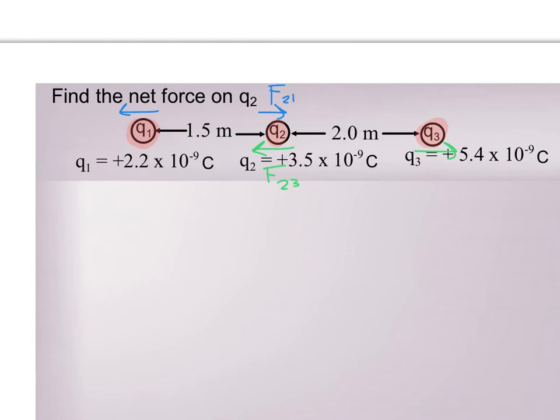So if I want to figure out what the net force is, I'm going to have to look at both F21, the force on 2 due to 1, and F23, the force on 2 due to 3. And since they're in opposite directions, I'm going to have to subtract them. Whichever one is bigger, that will be the direction of the net force.